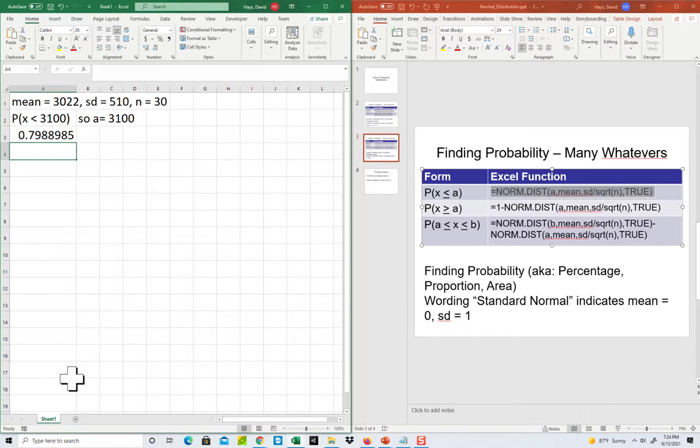Take it to 2 decimal places, or change it to a percent, then take it to 2 decimal places. So I'd have 79.89% as my final answer.